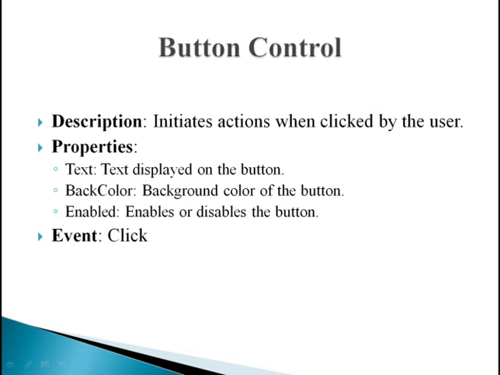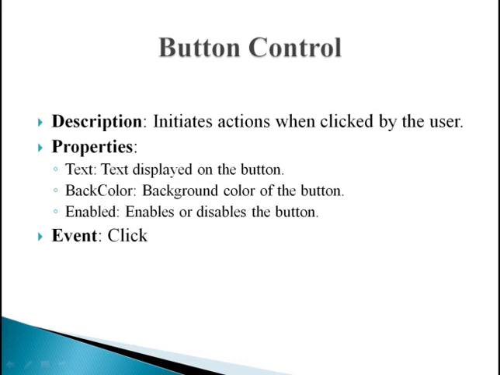So the button control has several properties which can be used to customize its behavior and appearance. Same like before, here also three properties are discussed. The first one is the text. The text property represents the text which is displayed on the button. This property can be used to set the button's label, which is displayed on the button surface.